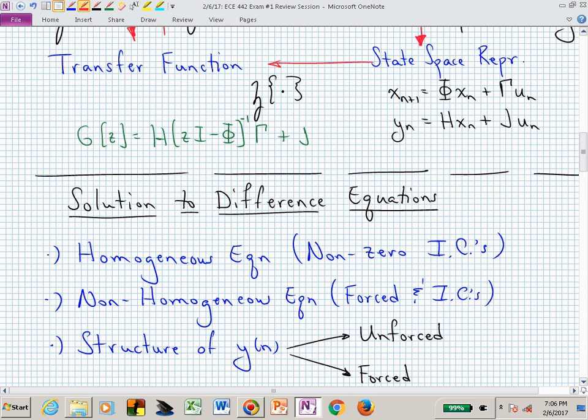And you might want to look at some of the practice problems and try to figure out what I mean by structure of y of n. That's based on what your particular waveform that you're exciting your system with looks like and what the poles of your transfer function look like. We might get into that a little bit later. But you should be able to find the structure of the output for a forced and an unforced set of equations.